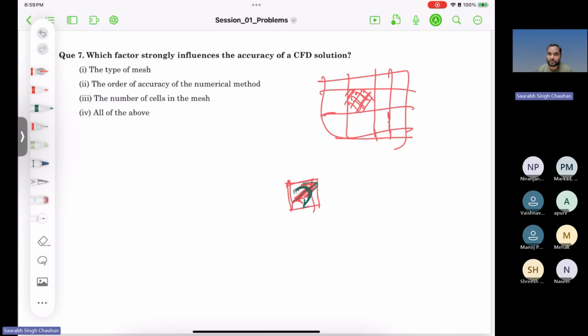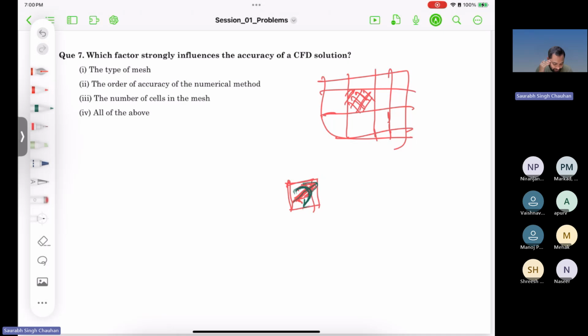Then the order of accuracy of the numerical model. Yes, if you are using a higher order accurate numerical method, then definitely it will give you accurate results within the given number of iterations. Okay, for example, if you want to do the simulation for, let us say, 20 iterations, and you have two models, one is higher order accurate and another one is not that higher order accurate, then the higher order accurate one will give more accurate results in the given number of iterations. Okay, so the solutions will converge fast.